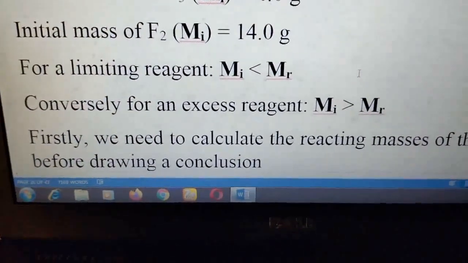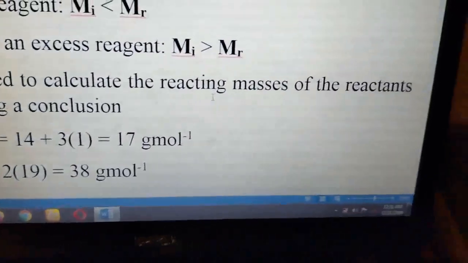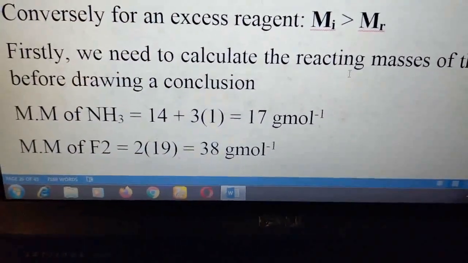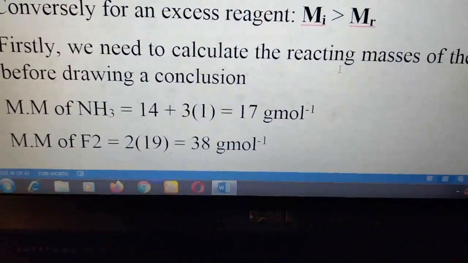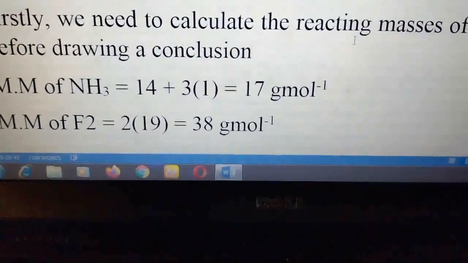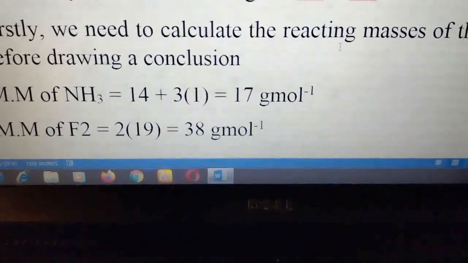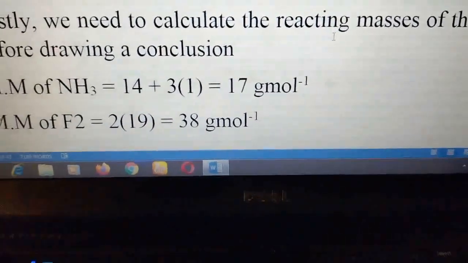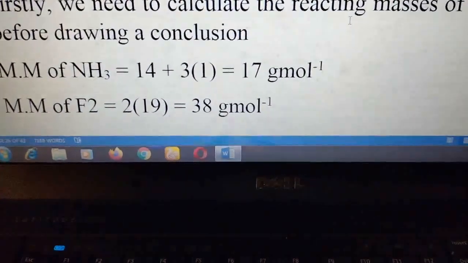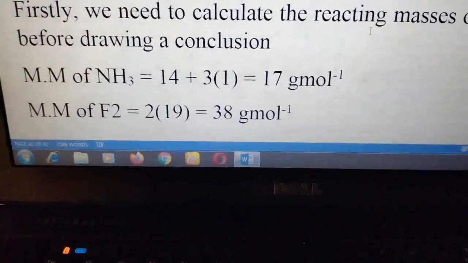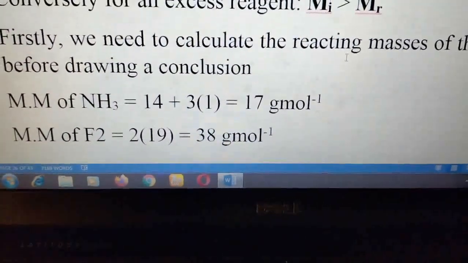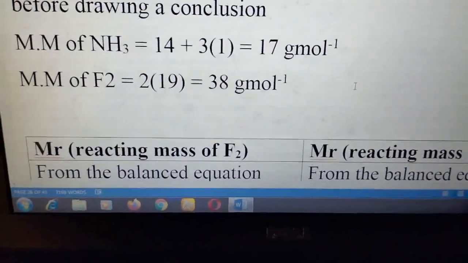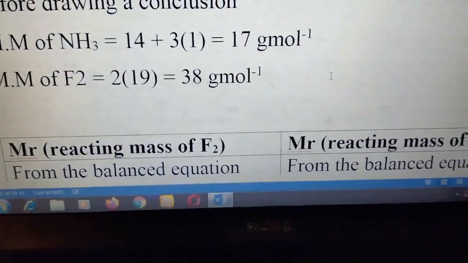Firstly, we need to calculate the reacting masses of the reactants, or you can say the reagents, before drawing a conclusion. First of all, let us find the molar mass of the reactants. The molecular mass of ammonia is calculated as 14 plus 3 times 1: 14 is the atomic mass of nitrogen, and 1 is the atomic mass of hydrogen, times 3 atoms. That gives you 17 grams per mole for ammonia. And for fluorine, being a molecule, the molecular mass is 2 times 19. The atomic mass of a fluorine atom is 19, and there are 2 atoms, which gives you 38 grams per mole.